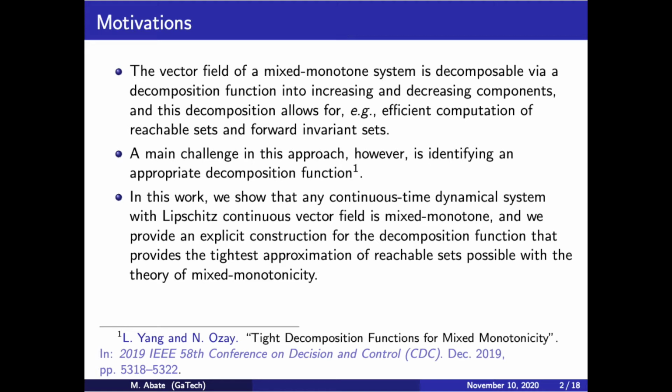A system is mixed monotone when there exists a related decomposition function which separates the system dynamics into increasing and decreasing components. And this decomposition function is useful for, amongst other things, efficiently computing reachable sets and forward invariant and attractive sets for your original system.